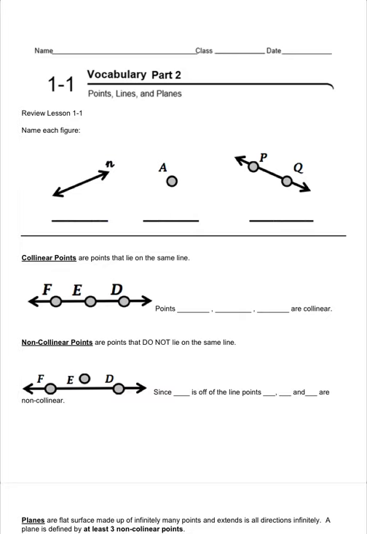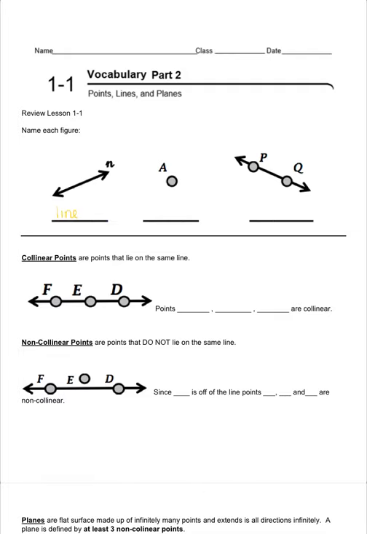Okay, so we're just going to continue on with what we were doing. We just have to add a few more vocabulary words, but before we start, let's look at these first three. So this first one, notice it has an arrow on the front and the back, so we know that means it goes on and on forever, so that's going to be a line. So we know that this is a line.